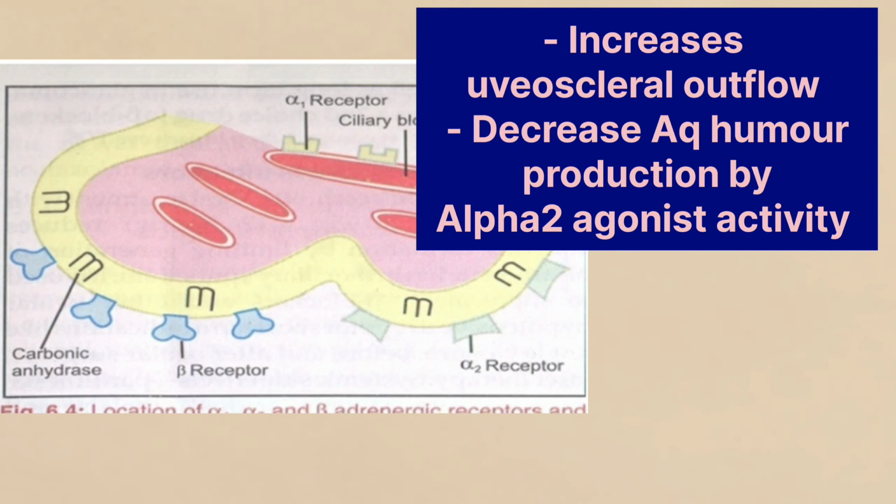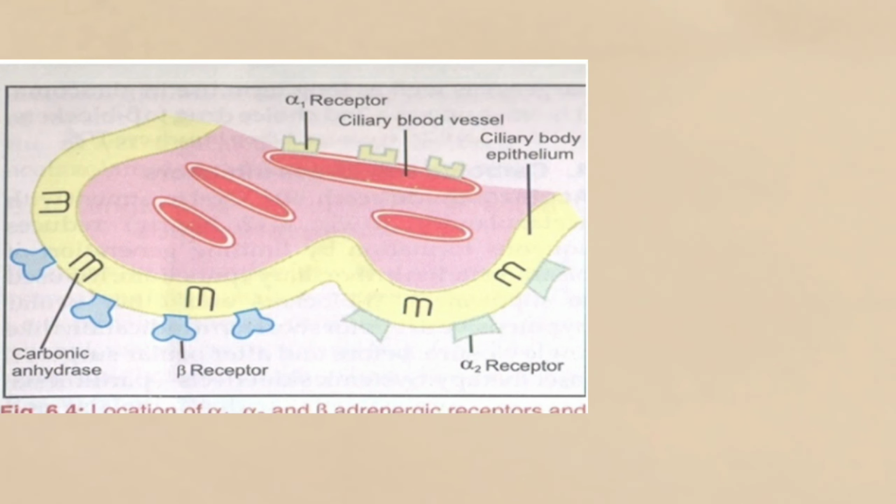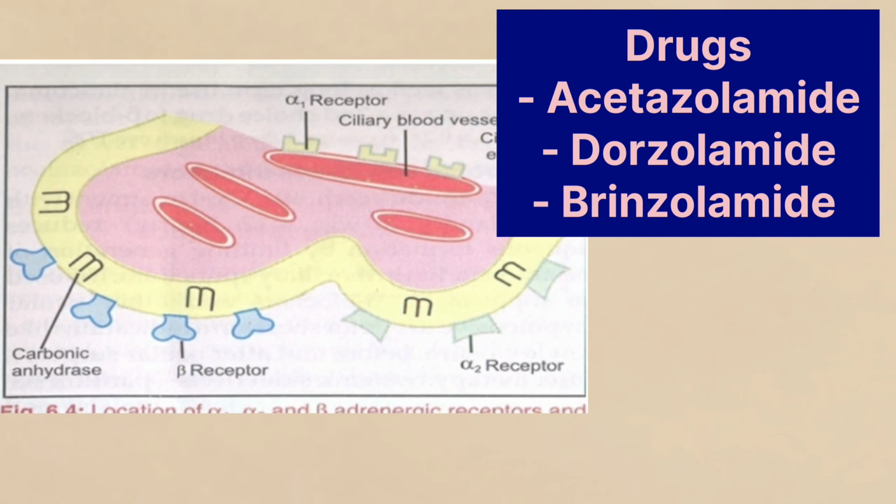The next group is carbonic anhydrase inhibitors, which includes acetazolamide, dorzolamide and brinzolamide. Carbonic anhydrase enzyme plays an important role in aqueous humor formation.